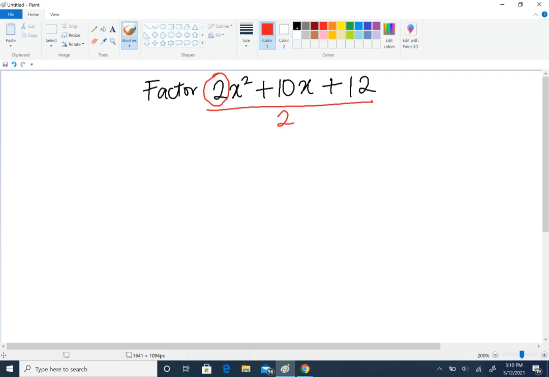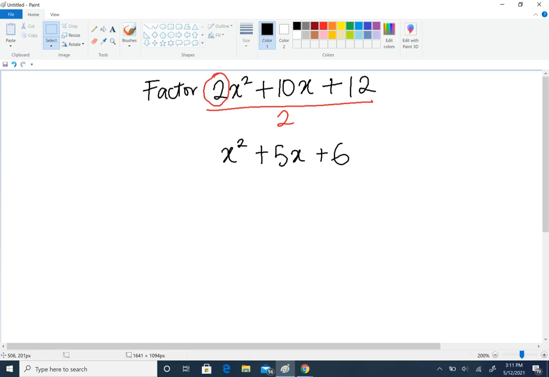If we divide 2x squared by 2, we're going to get x squared, because 2 divided by 2 is 1. And if you divide 10x by 2, you're going to get 5x, because 10 divided by 2 is 5. And then if you divide 12 by 2, you're going to get 6. So by dividing everything by 2, we've actually just made the problem smaller and easier to deal with. We've also made the 2 that was in front of the x squared go away. As you can see, it's no longer there.